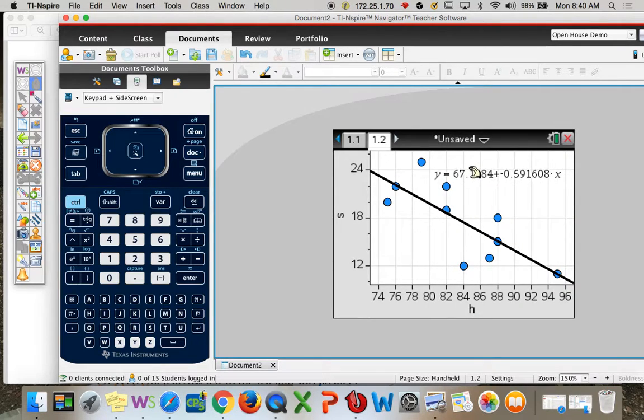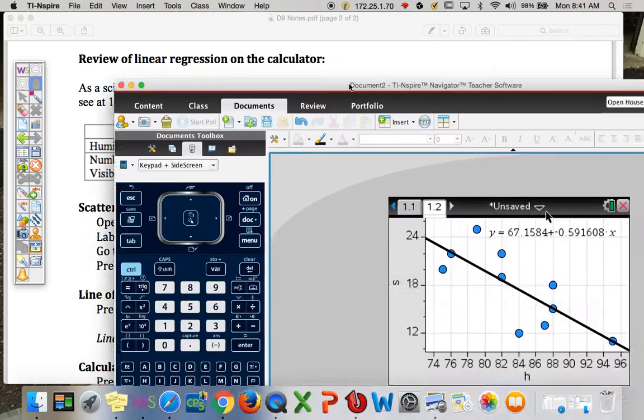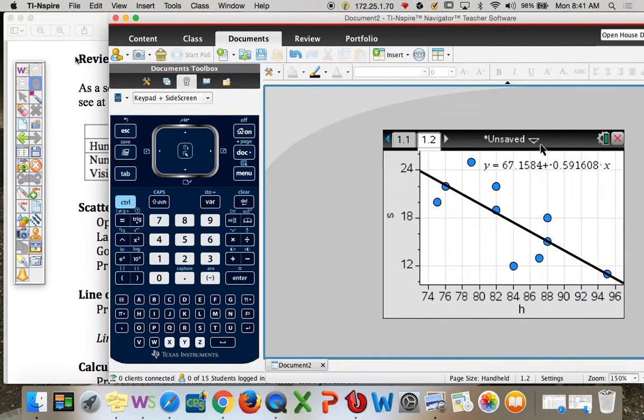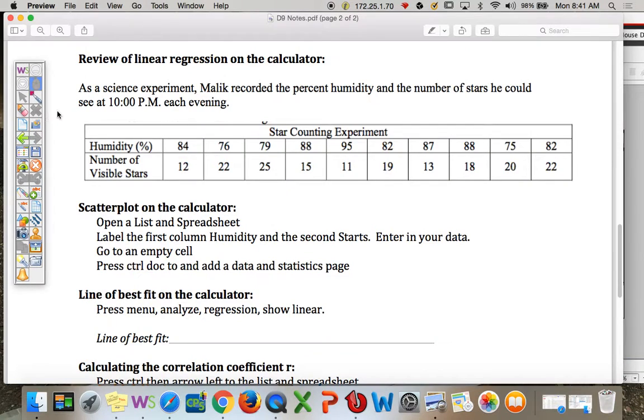So you can choose either one. The one I chose has the y-intercept first and the slope second. Okay, so let's write that down. Y equals about 67 minus 0.59x. I'll write that down.